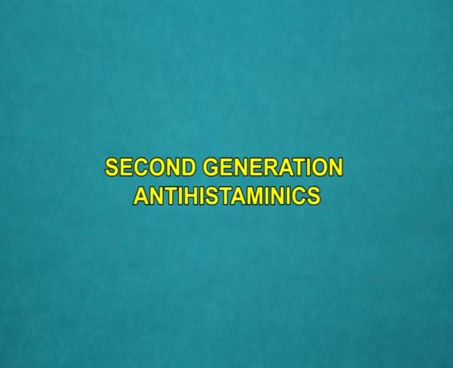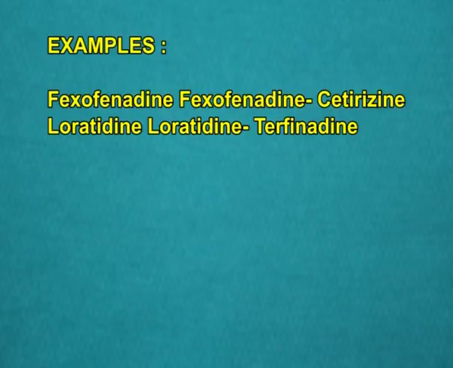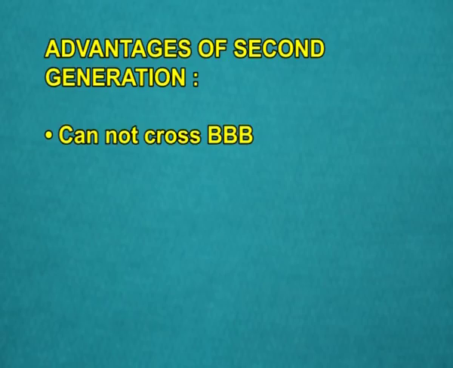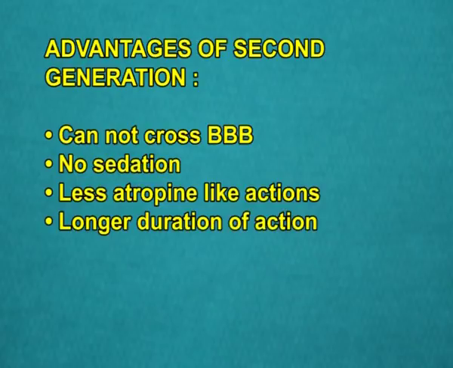Now we come to the second generation of antihistaminics. Examples are fexofenadine, cetirizine, loratadine, terfenadine, astemizole and acrivastine. Advantages of the second generation over the first generation are as follows: they cannot cross the blood-brain barrier, no sedation, less atropine-like actions, and longer duration of action, but they are more expensive.